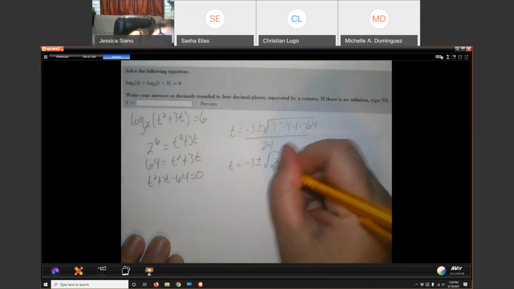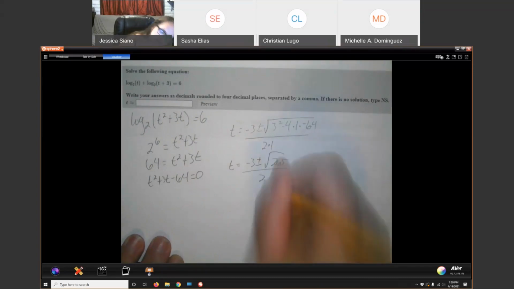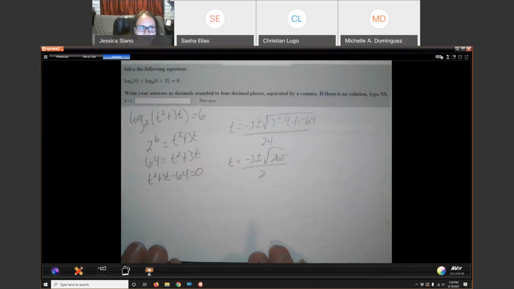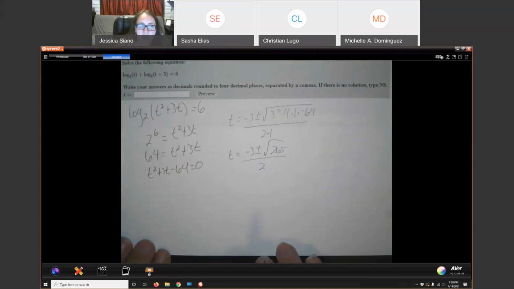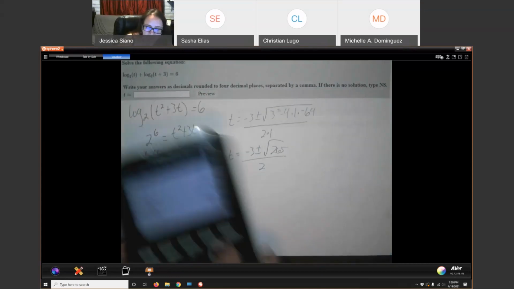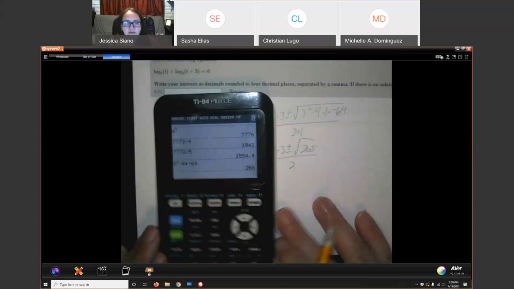$265. So they're not asking me for exact answers here anywhere. So they just want rounded. So let's put this in the calculator and get some decimals.